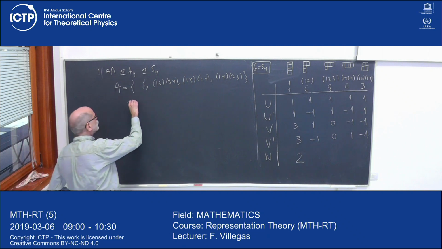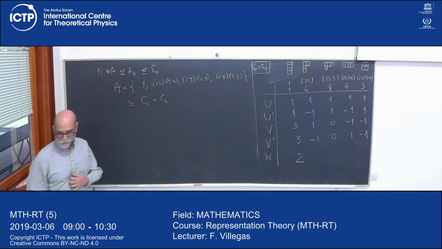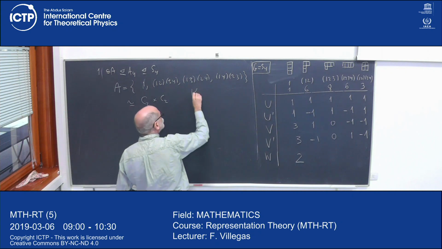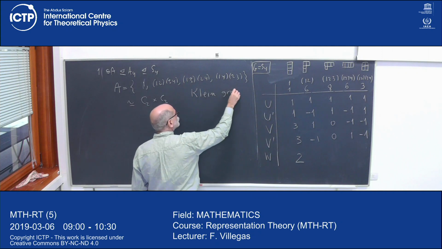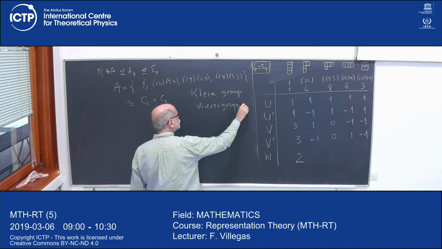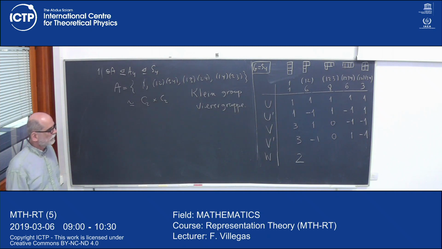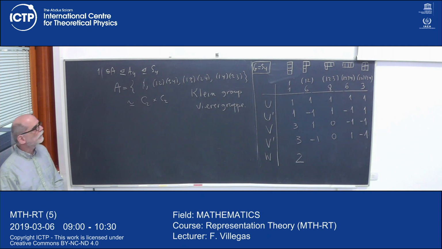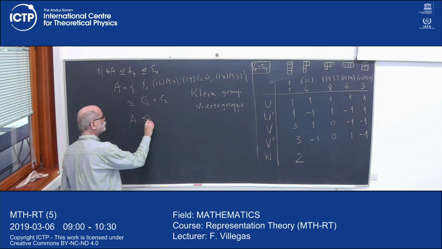Okay, and this as a group is isomorphic to the product of the cyclic group of order 2 with itself. Usually it's called the Klein group, although Viergruppe in German. You know, it's just a standard name. Somehow Klein got his name attached to this rather simple situation. And I claim that this knowledge is actually useful to produce our missing representation. So A is a normal subgroup of S4.